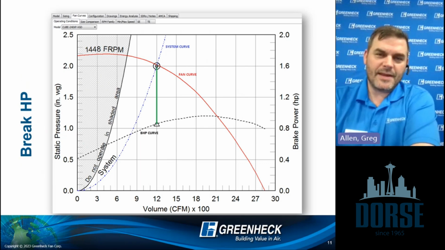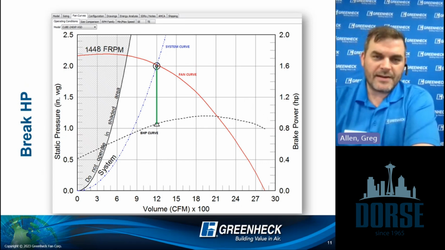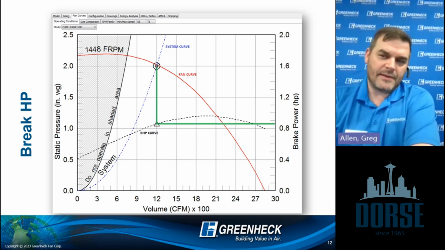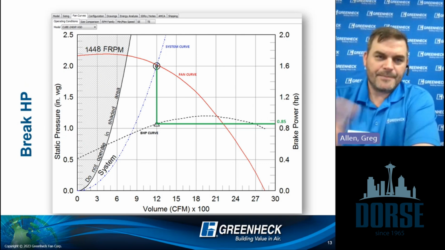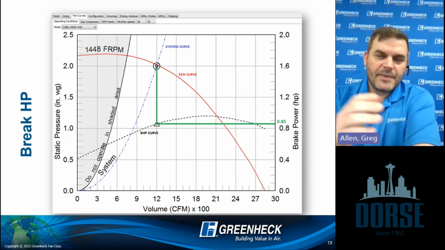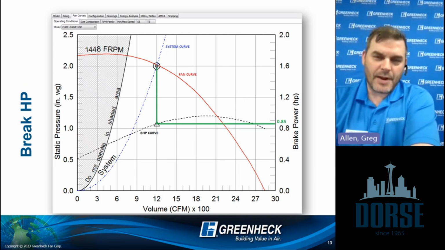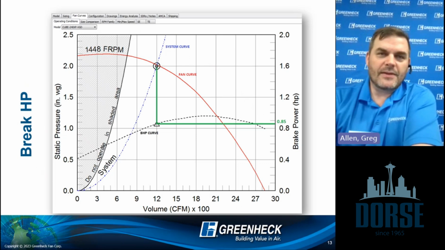And when you read the brake horsepower curve, the key is that you go from the operating point and you draw a line up or down until you hit the brake horsepower curve, and then follow it across to that secondary axis, right? So in this scenario, to move 1200 CFM against 2 inches of static pressure, that's our operating point, it would require 0.85 brake horsepower to do this, right? So you can assume we're going to have at least a 1 horsepower motor in this application.